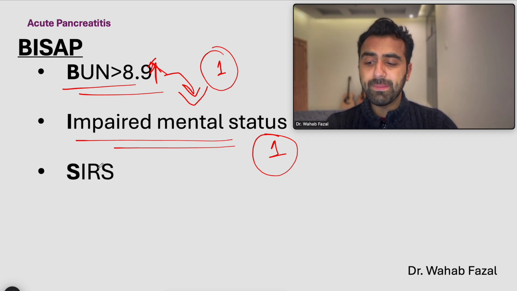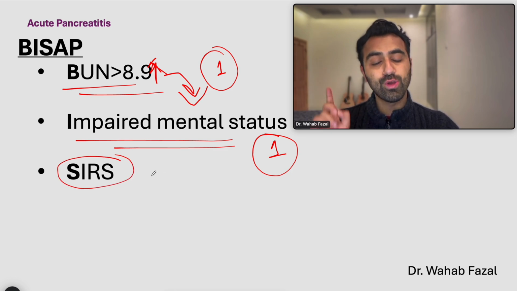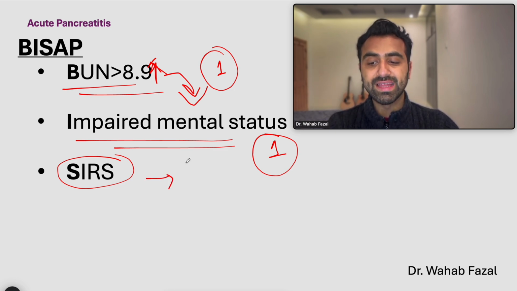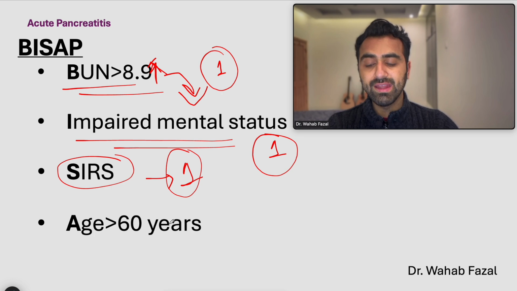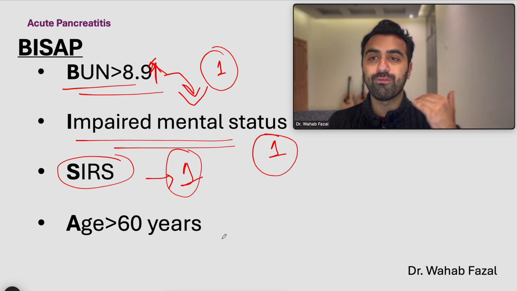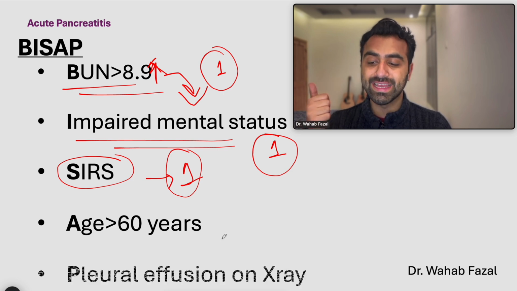Then systemic inflammatory response syndrome. Basically, you're getting all of those symptoms, and you can go look this up, and I'll talk about SIRS in my next video on acute pancreatitis management as well. But if you have SIRS, that gets you 1 point. And age greater than 60 years. Having an age greater than 60 years already predisposes you to the mortality of acute pancreatitis. People who are of higher ages usually have severe and bad pancreatitis, and the mortality is higher.